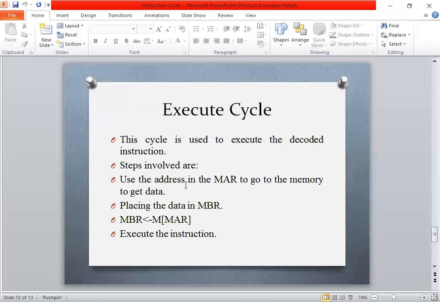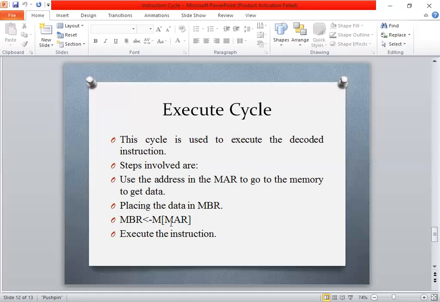The next cycle is the execute cycle. This cycle is used to execute the decoded instruction. Steps involved in this cycle are as follows. Utilize the location in the memory address register to go to the memory to get the content, and place the content in the memory buffer register. This process is shown by the micro operation below.